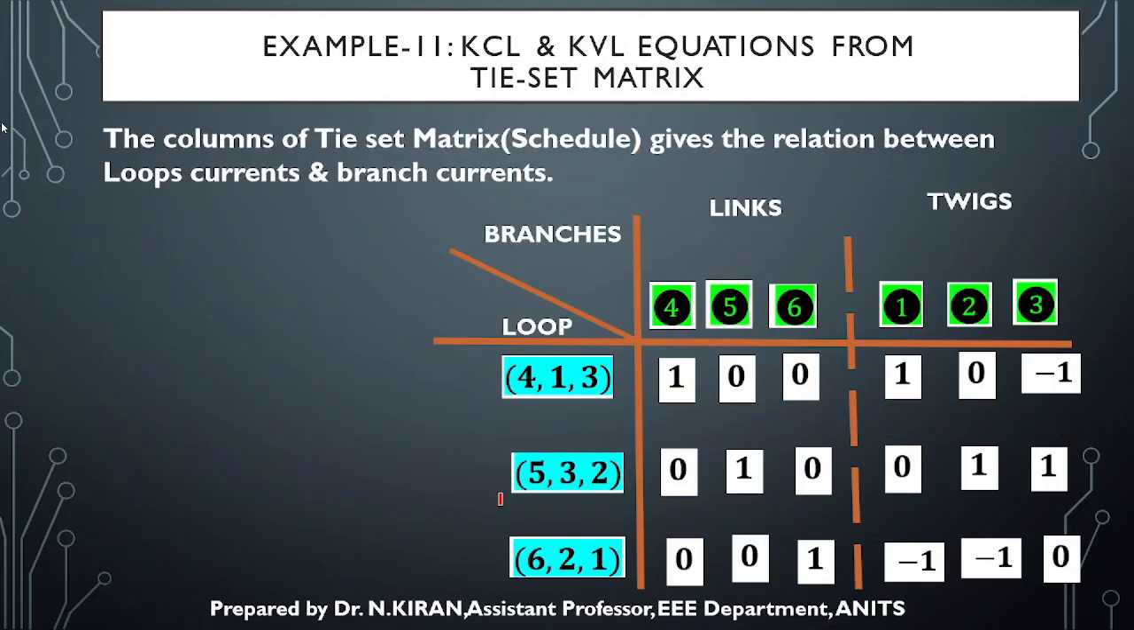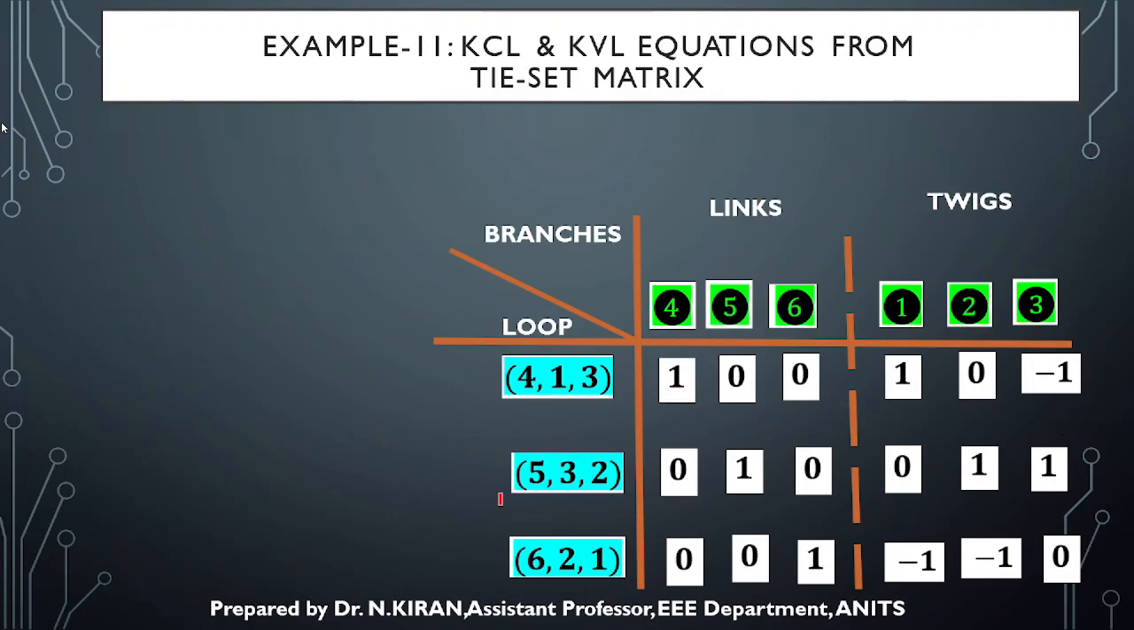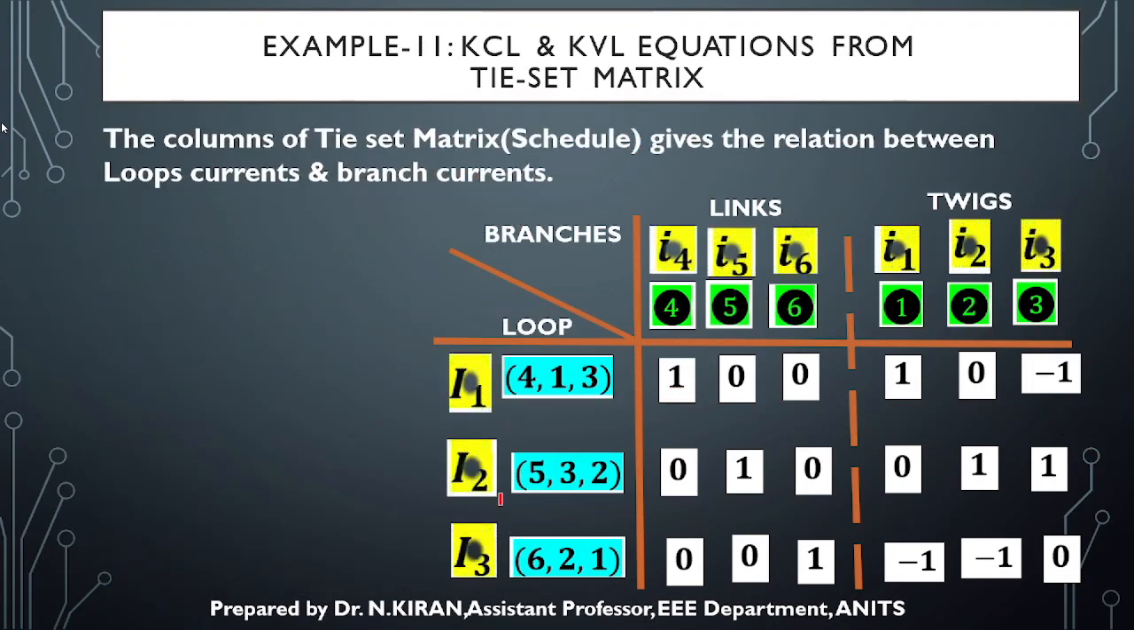Next, we have seen every row, we have considered every row. Now if we consider the column of the tie set matrix, it will give you the relation between loop current and branch current. So this I considered as I1, I2, I3 in capital letters. Since it is 4, I have considered I4, 5 I have considered I5, sixth link I have considered I6. So depending upon link and twigs, I have considered the branch currents.